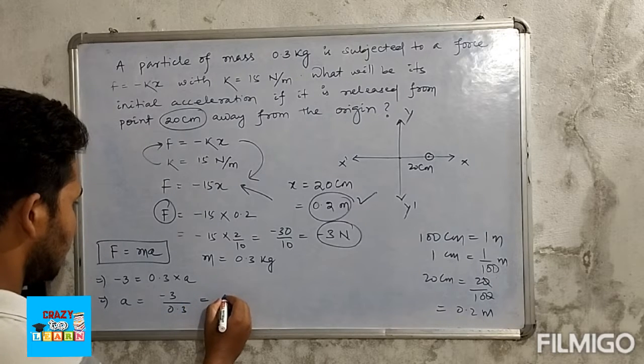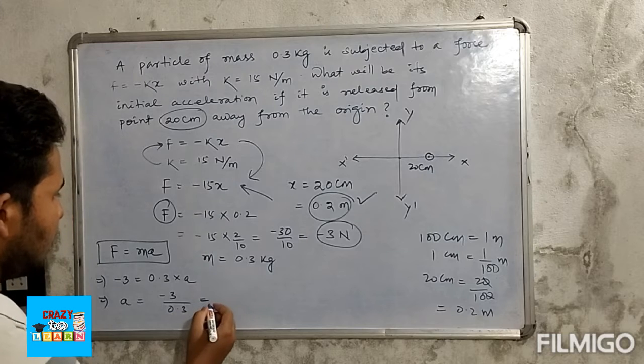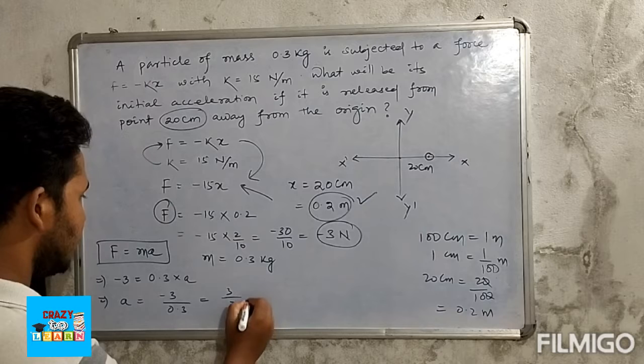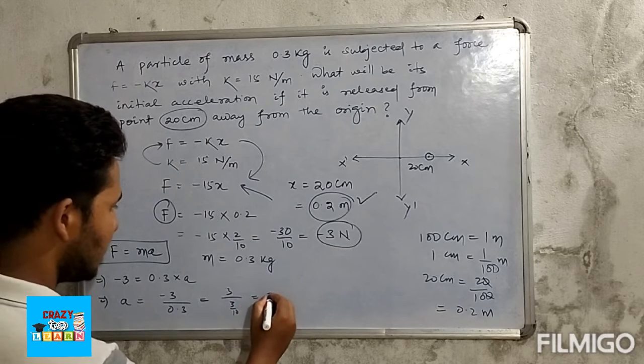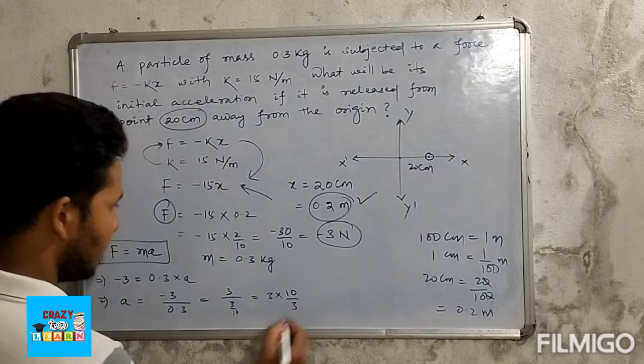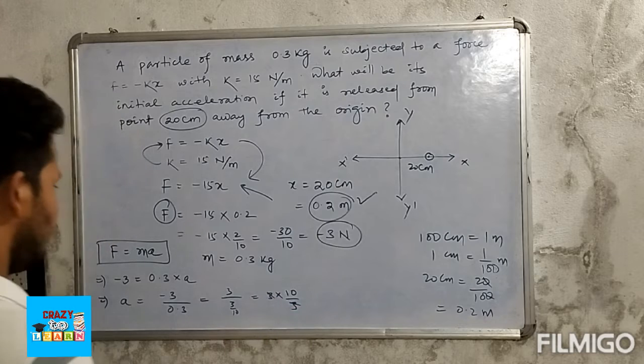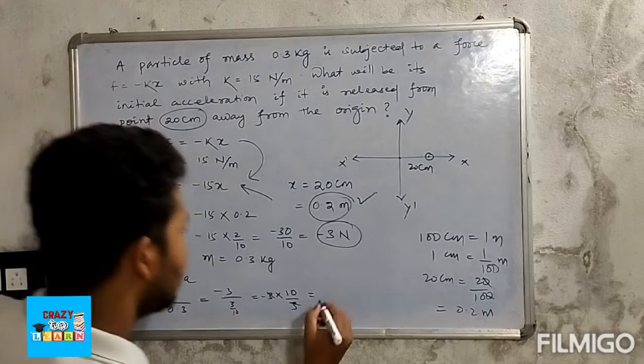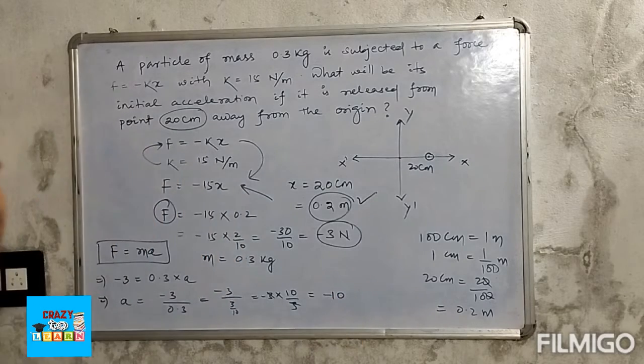So what will be the answer? It is 3 divided by 3 by 10. So if you take the reciprocal, what will you get? 3 into 10 by 3. 3 cancel, minus. So we will get minus 10.